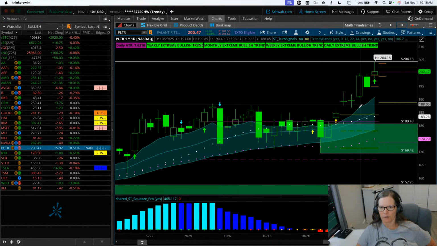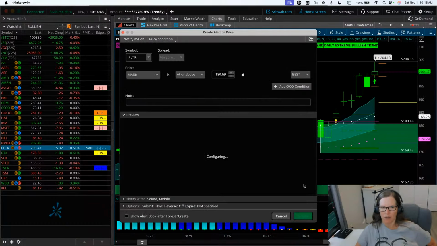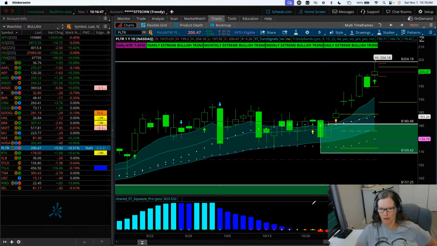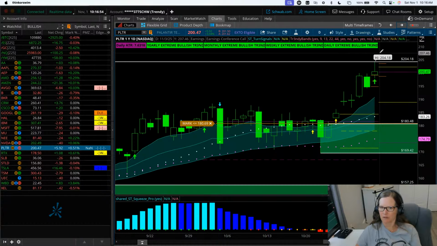So I'm going to put an alert here, and that way I'll know on an earnings miss that Palantir is setting up for a possible swing trade for me. And there are leveraged ETFs to trade Palantir as well. Okay.